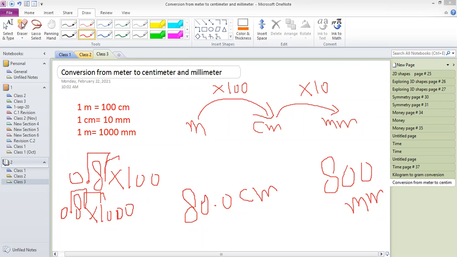You put the 2 zeros, 80.0. This is just to make you understand. Otherwise, I will not write this point. I will just write 80 centimeter. Look, this was 0.8. To convert into centimeter, you multiply it by 100. When you multiply any decimal number by 100, you just move the point to the right side. The point was between 0 and 8. So you move 1 time, it becomes 8.0. 2 times, so you will add a 0, it becomes 80.0. So it's 80 centimeter. 3 times you move, it becomes 800.